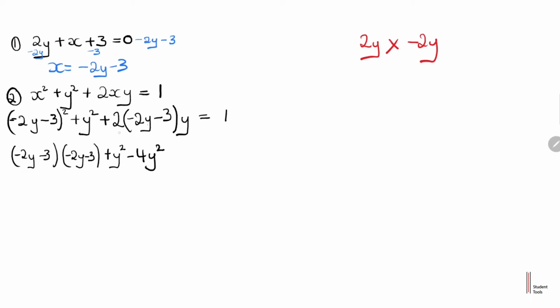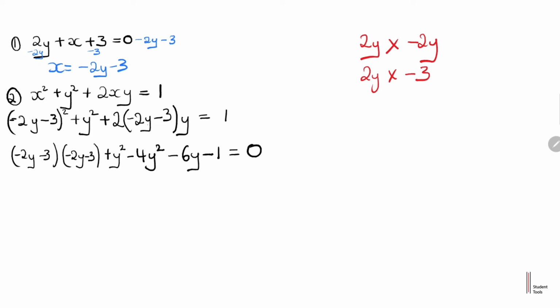And then next we have 2y multiplied by minus 3. So 2y multiplied by a minus 3. So what is that? That is a minus 6y. All this is equal to 1. But let's take the positive 1 from the right hand side to the left hand side. So we'll do that by subtracting 1 and also subtract 1 here, such that this will be equal to a 0. So from this we will need to expand these brackets.